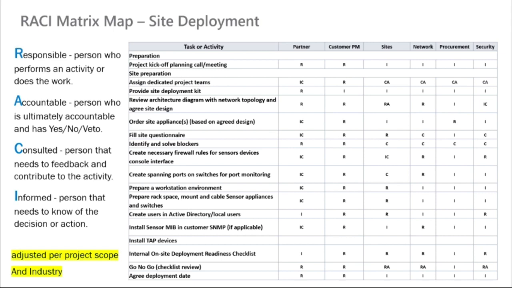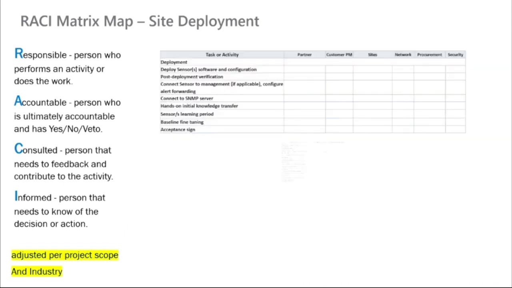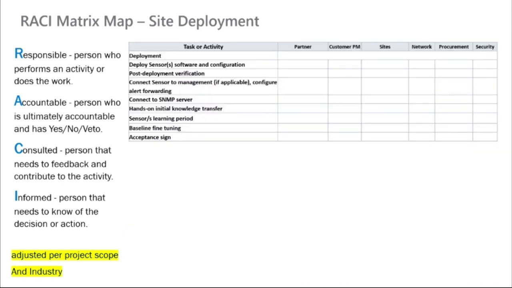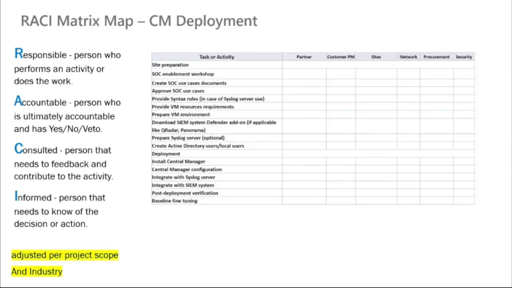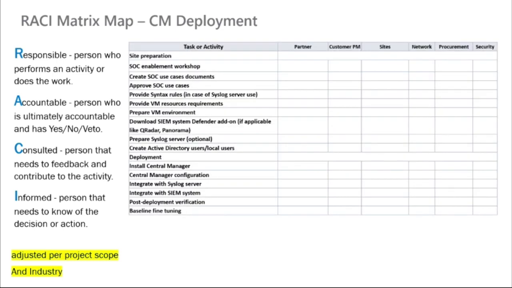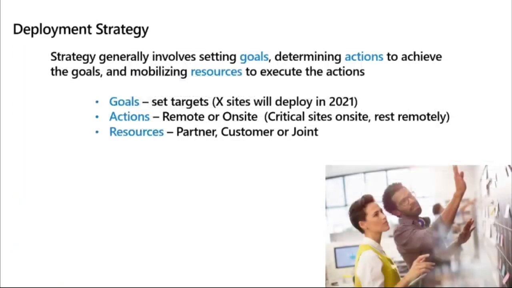You can see here several examples for site deployment, for every customer and also for a CM. Please note, each of the RACIs is adjustable and should be adjusted between customers. As we said, there are different forces and factors in each industry and in each customer specifically that need to be accounted for. So when selecting a deployment strategy, we usually define them with goals, actions, and resources.